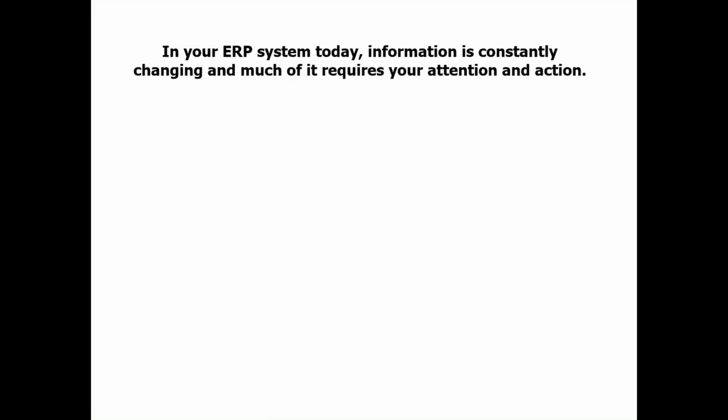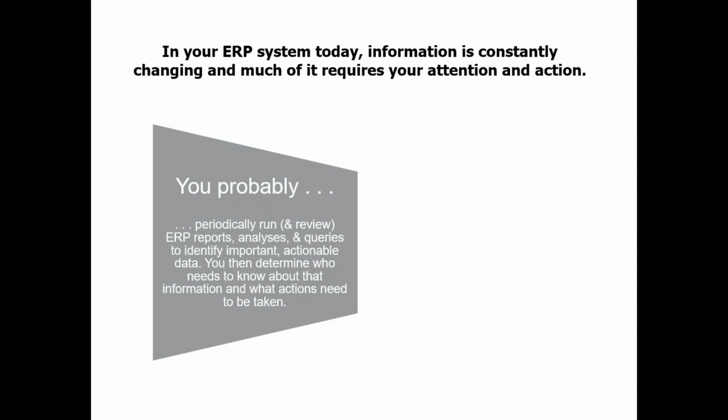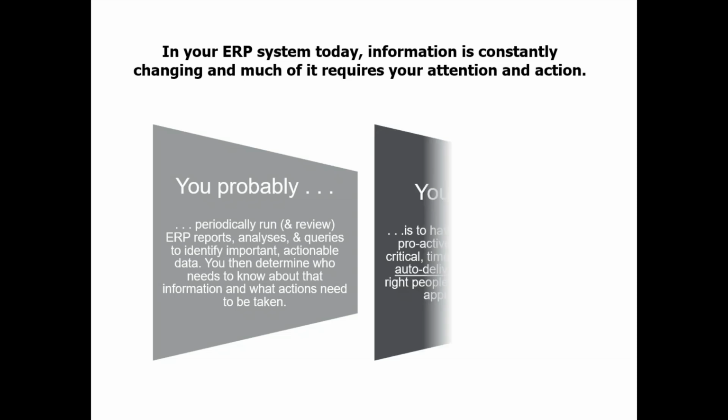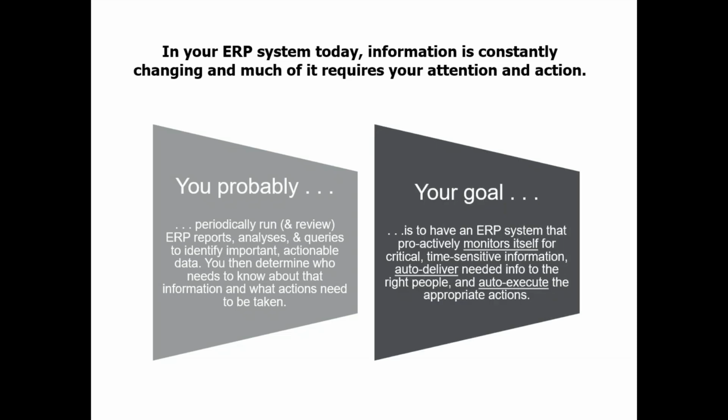So let me kick things off by asking you to consider the following. In your Sage 100 system, there's a heck of a lot of information from AR receivables, inventory items, purchase orders, sales orders, etc. And there's a lot that requires your attention. And so today, you probably use some combination of reports, analytics, and queries to keep on top of that information, to figure out who needs to know about it and what kind of action needs to get taken in response to it. Now, what we're going to talk about today is changing that approach somewhat.